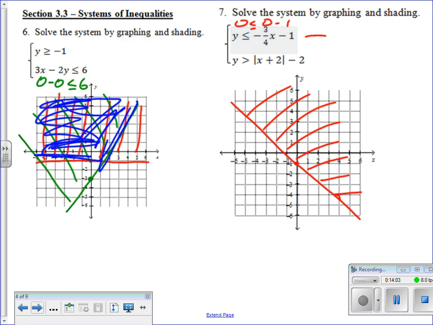Okay. Now the absolute value one. It's a V. Move the vertex. The +2 means that I go to the left 2. Remember, inside, opposite, right and left. So I go left 2. The -2 means that I go down 2. So it goes over 2 and down 2. And this one's a dashed line. And this one actually does go through the origin. So I can't use the origin as a test point.